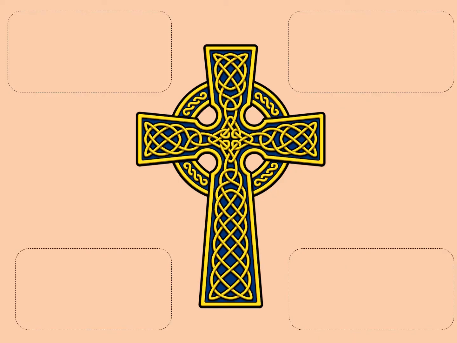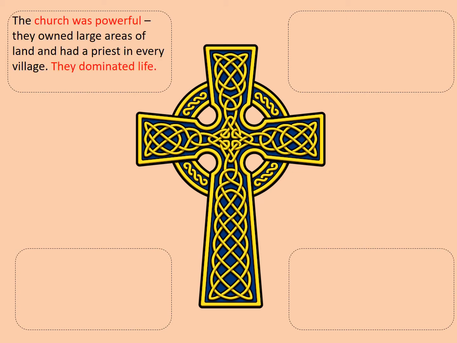This diagram can help us understand the basic influence of the church on medieval medicine. Firstly, the church was powerful. They owned large areas of land and had a priest in every village. They dominated people's lives. It's not really a case of people either believing in God back then or not. It was just that God was taken as a fact. Everything was as it was because of God. This wasn't really even questioned.